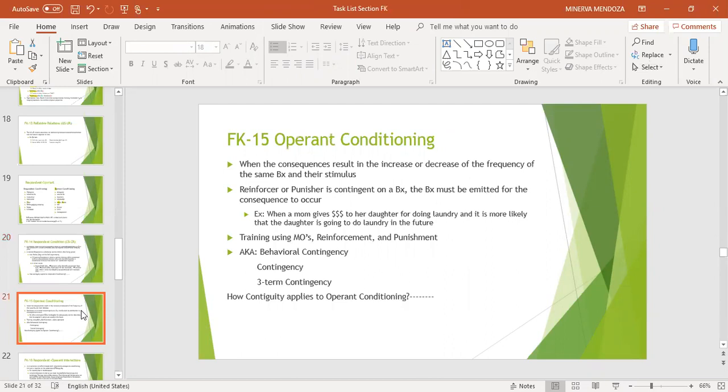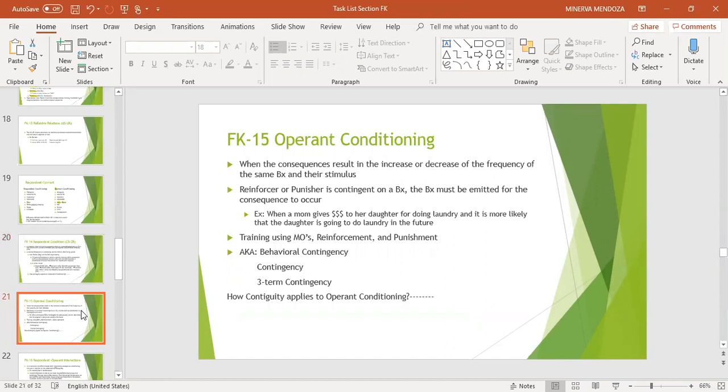No. Okay. So operant conditioning is when the consequence results in the increase or decrease of the frequency of the same behavior and their stimulus. That's when the reinforcer or punisher is contingent on a behavior. The behavior must be emitted for the consequence to occur. For example, when a mom gives money to her daughter for doing laundry, it is more likely that the daughter is going to do laundry in the future.